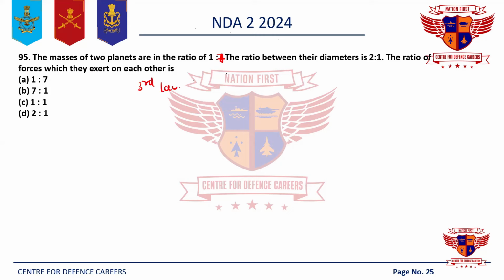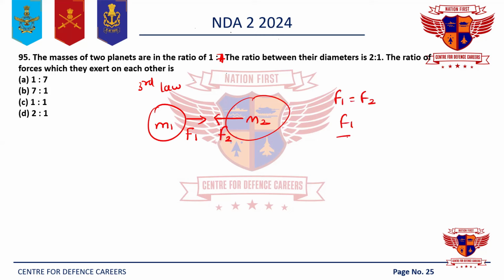Third law of motion says that every action has an equal and opposite reaction. So if there is a planet and there is another planet, M1 and M2, and M1 exerts some force F1 on M2, then M2 will also exert exactly the same amount of force on M1. So force F1 will be equal to F2. If you take the ratio of these two forces, the answer will be 1. That is option C.